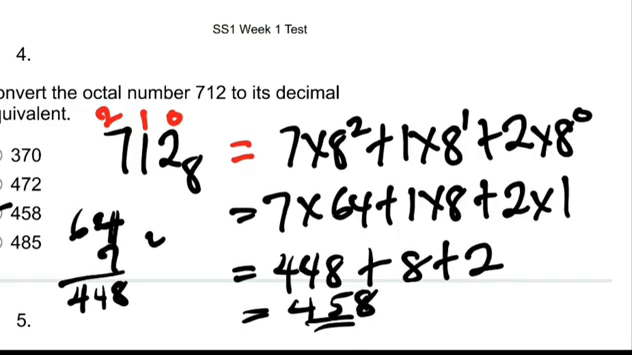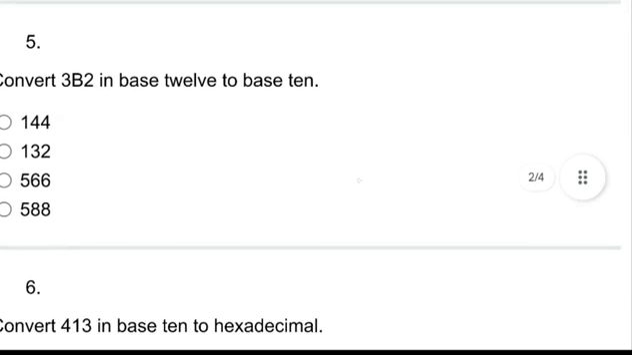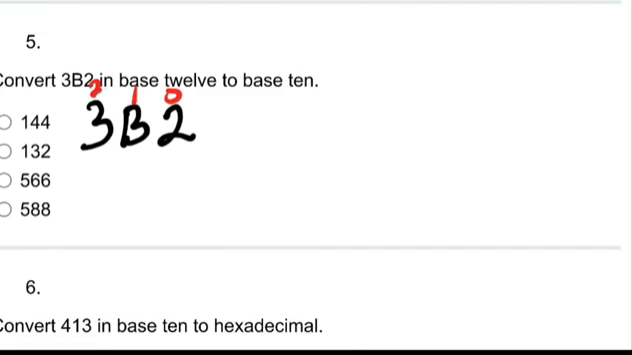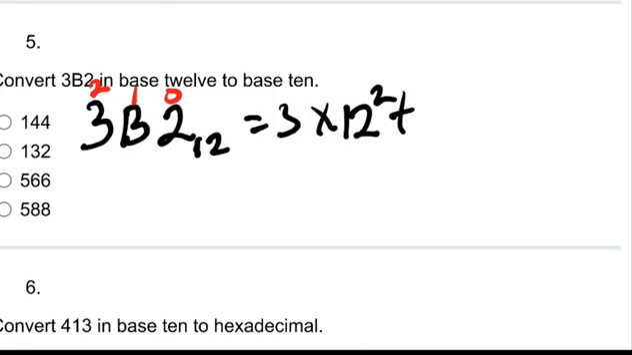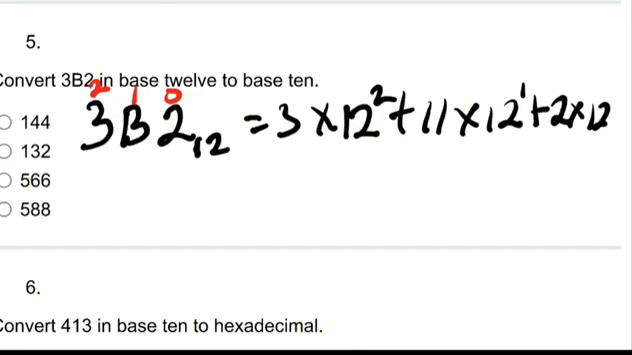So the next one, convert this in base 12 to base 10. This is a base 12. So this would be 3b2. So in base 12, this is 0, 1, 2, right? So this is 12. So that will be 3 multiplied by 12 raised to power 2 plus b. B is 11 times 12 raised to power 1 plus 2 times 12 raised to power 0.